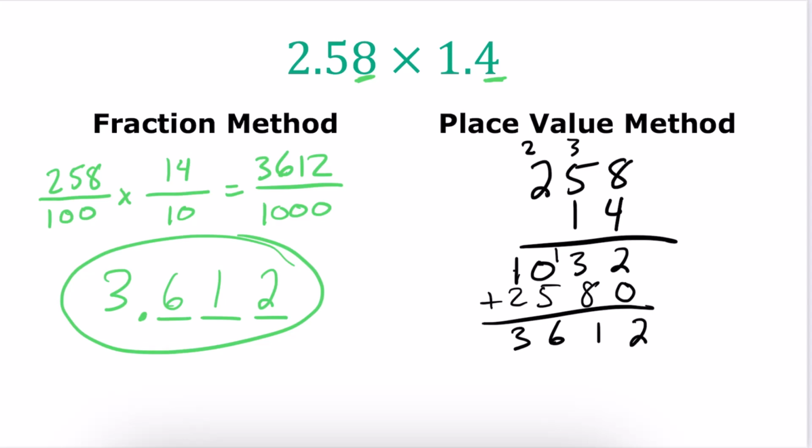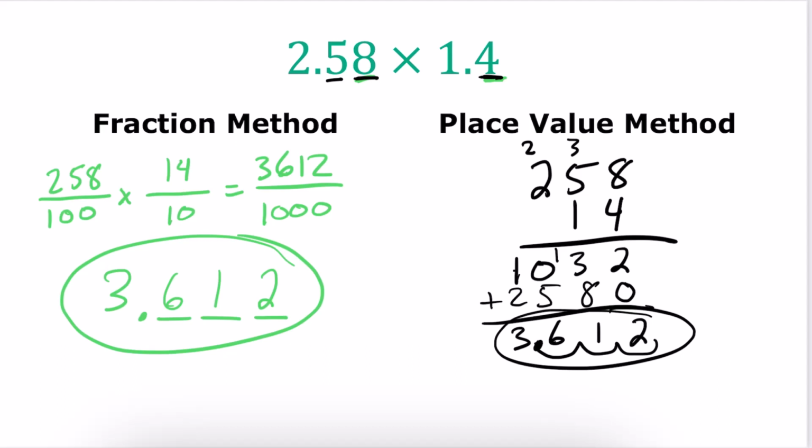And then you look at how many decimal places there were in the original problem. So we had 2 decimal places multiplied by 1 decimal place. So we have a total of 3 decimal places. And so that means that we're going to place our decimal 3 decimal places into the number. And you can see when we do that, that we get the same answer we got when we did the fraction method.